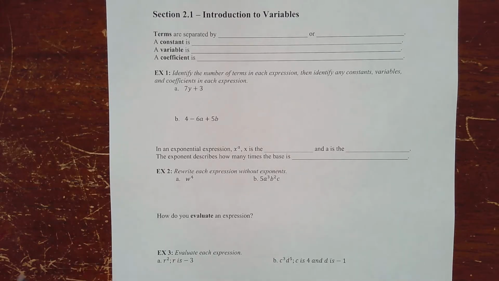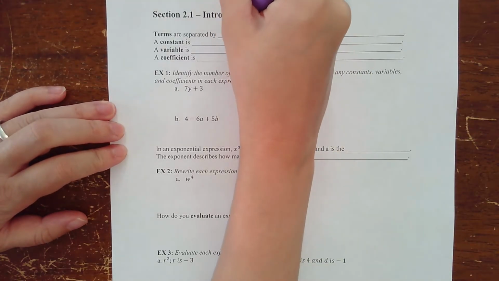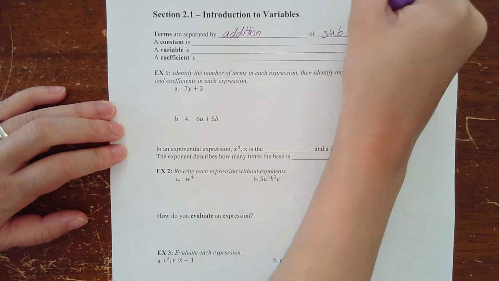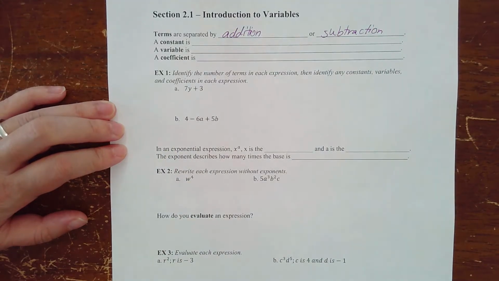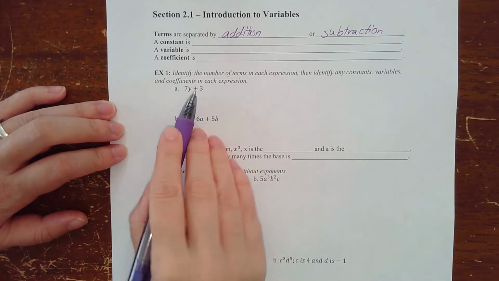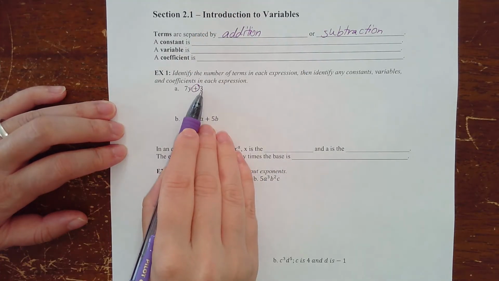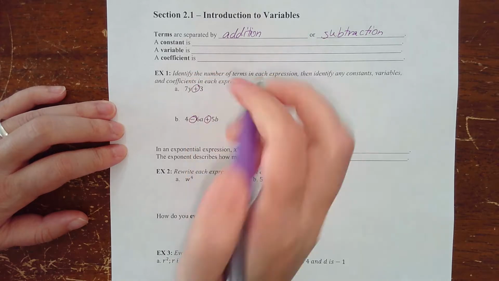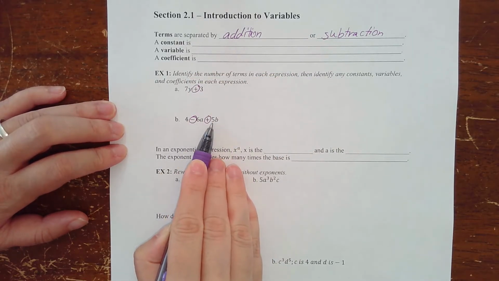Whenever you hear the word terms, terms are always separated by addition or subtraction. Okay, so when you want to figure out how many terms there are, you can find the addition or subtraction and then see what is separated there. So the 7y and the 3 would be different terms in this expression. Here's my subtraction, my addition down here. So 4, 6a, and 5b would be my terms in this one.